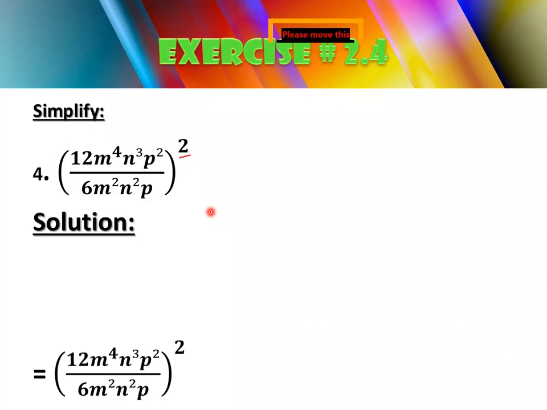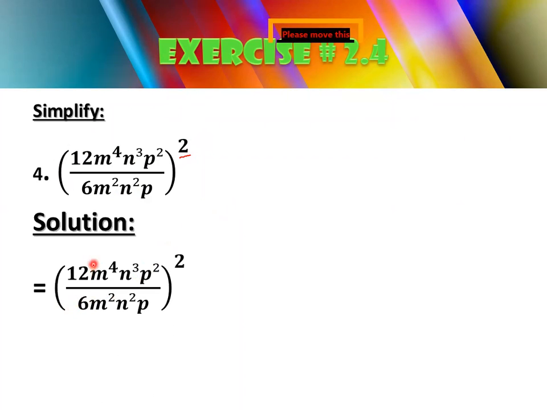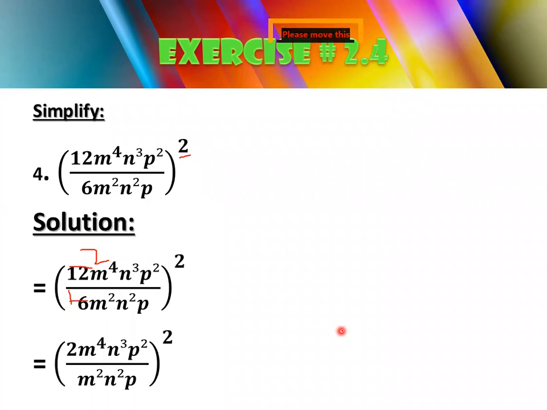How are you going to reduce it? You will simply write 6 ones are 6, 6 twos are 12, 6 ones are 6 and 6 twos are 12. Then you will write your remainders here. What are your remainders? 2 m4 n cube p square, 1 you are not going to write here, then m square n square and p. In the next step, you are going to give the whole power, that is 2, to each and every number, just like this.